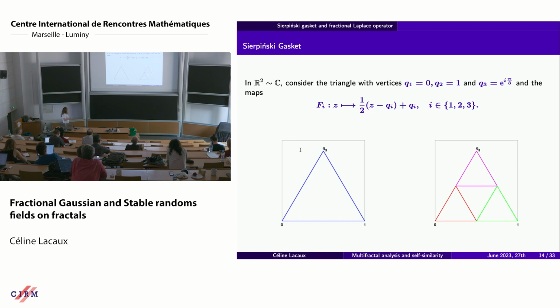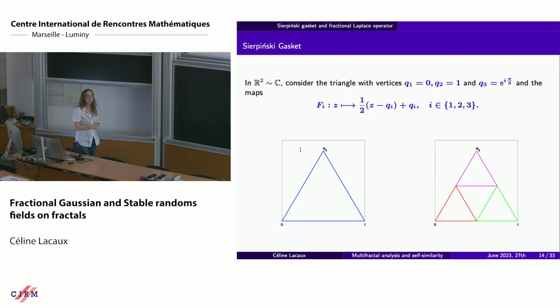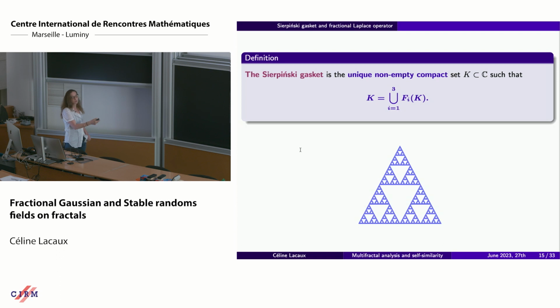I take the triangle with vertices 0, 1, and the third vertex, with side length equal to 1, and I need some contraction maps there. So if you apply F1 to this triangle, you will obtain the smaller triangle there, which is red. If you apply F2, you will obtain the green triangle. And if you apply F3, you will obtain the pink triangle. And to define the Sierpinski gasket, you apply and apply and apply by induction the contraction maps, and you will have a convergence, and you will obtain this, which is called the Sierpinski gasket.